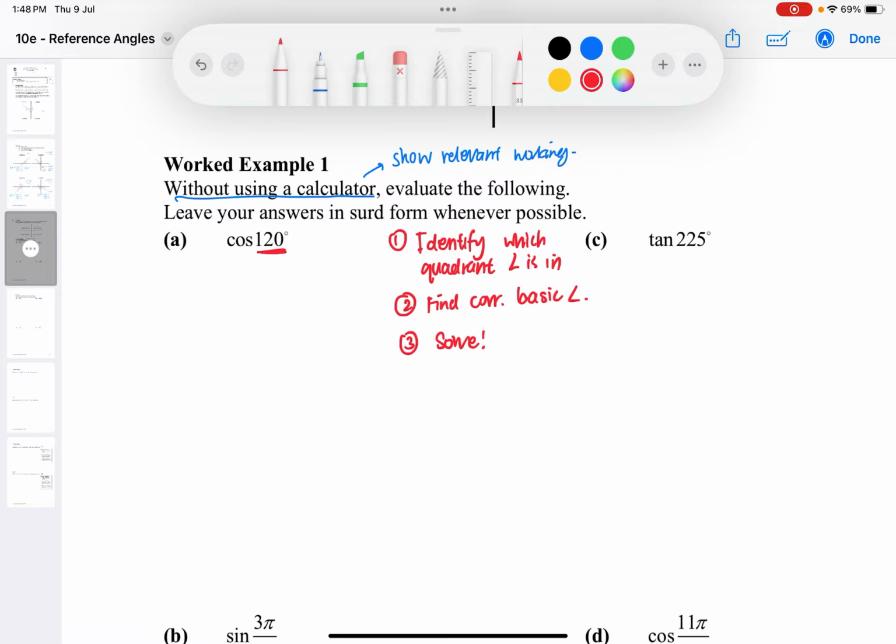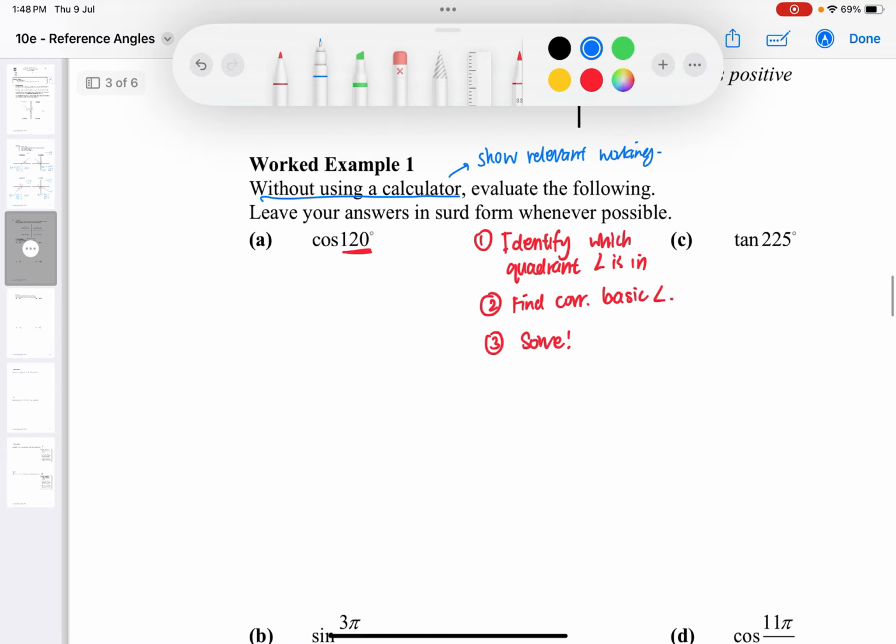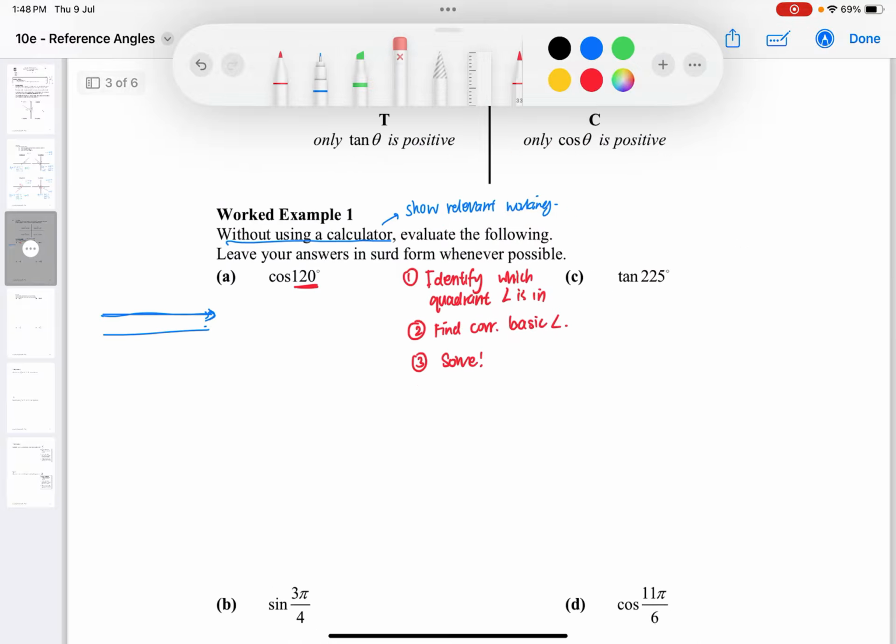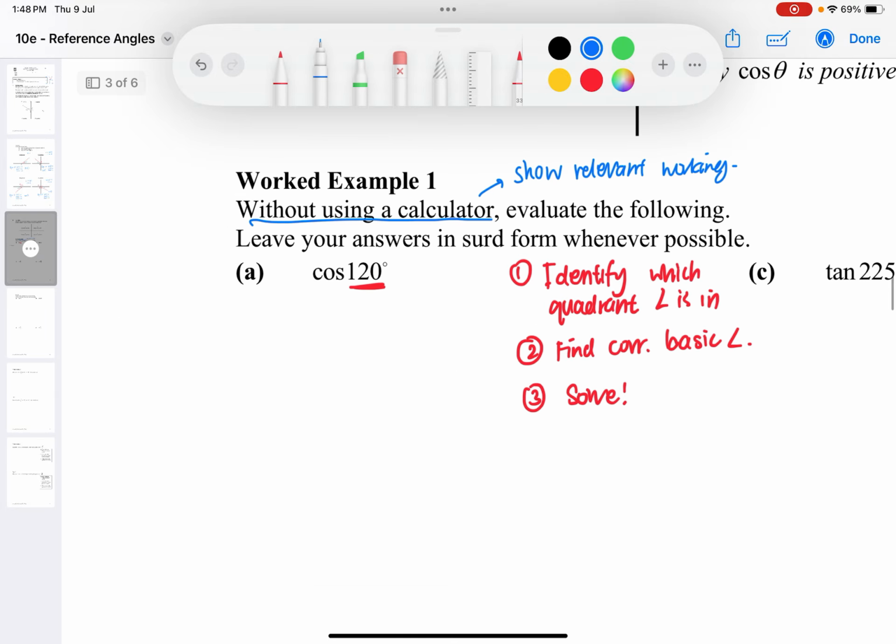Cosine 120, if you draw it out in your x and y axis, sorry, my ink is not working. It's a bit laggy, let's try again.